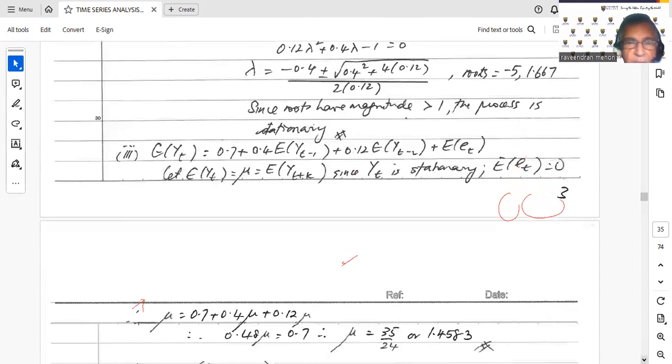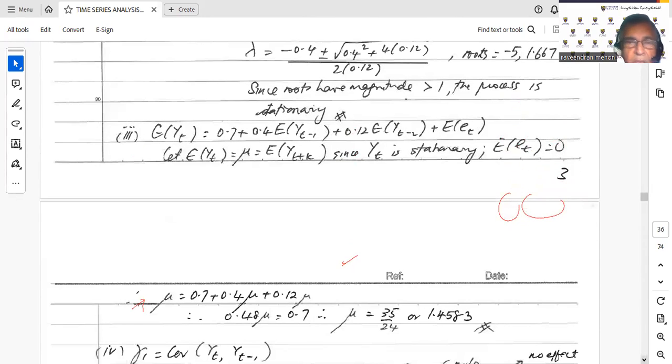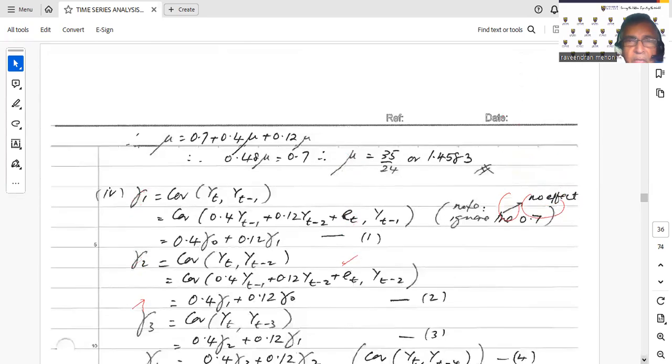I've plugged in mu equal to 0.7 plus 0.4 mu plus 0.12 mu. Solve for mu and you'll get some number there, as you can see. Okay, good.